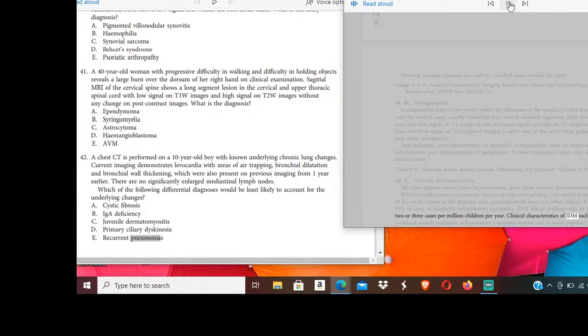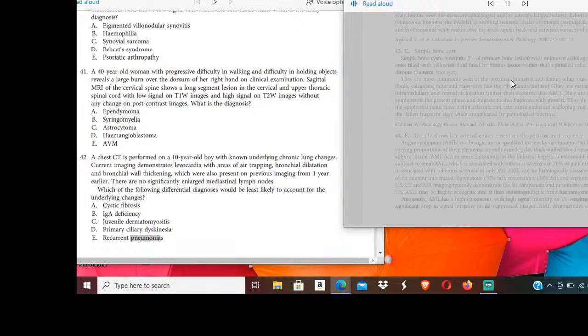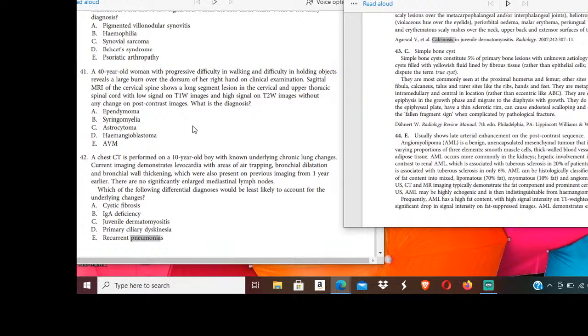Clinical characteristics of JDM include symmetric proximal muscle weakness, inflammatory cutaneous lesions and Gottron papules, erythematous scaly lesions over the metacarpophalangeal and/or interphalangeal joints, heliotrope violaceous hue over the eyelids, periorbital edema, malar erythema, periungual telangiectasia, and erythematous scaly rashes over the neck, upper back, and extensor surfaces of the extremities. Agarwal et al., calcinosis.